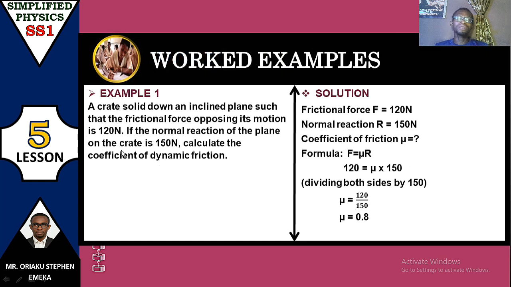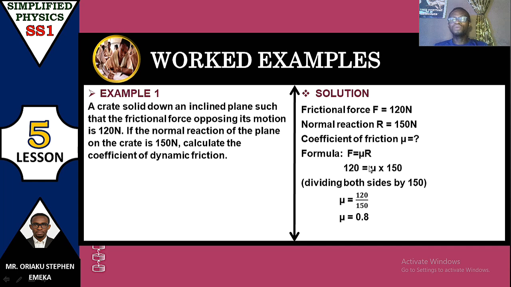Now look at this worked example. We have been told that a solid crate moves down an inclined plane. The frictional force opposing its motion is 120 Newton. The normal reaction of the crate is 150. They ask us to calculate the coefficient of dynamic friction. So from this, we know that 120 is the frictional force, while the normal reaction is 150.